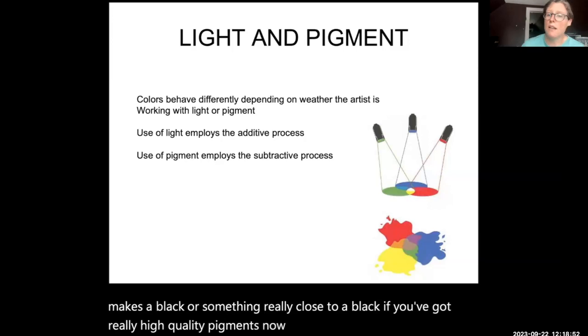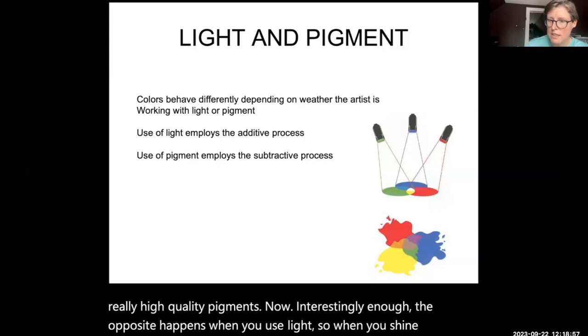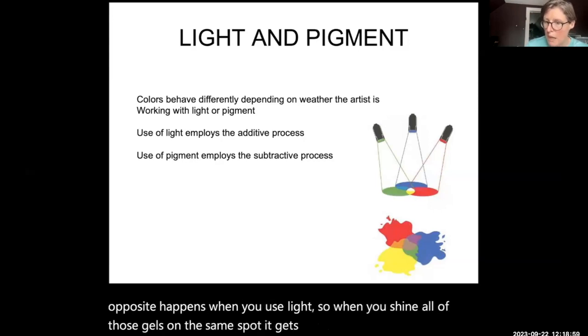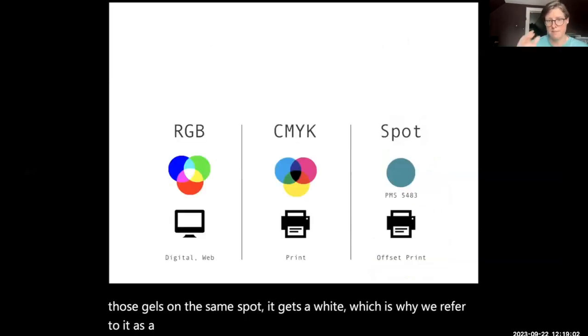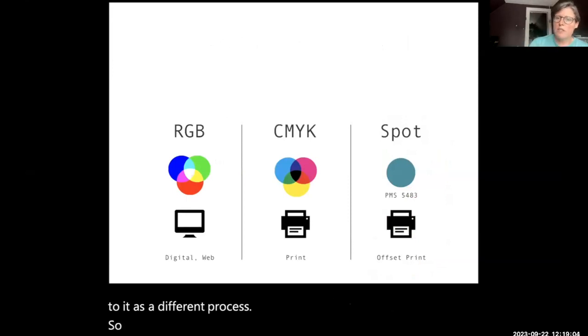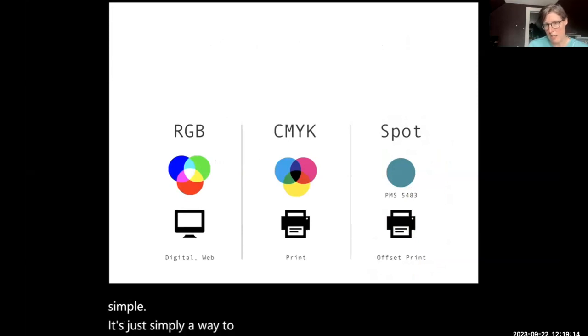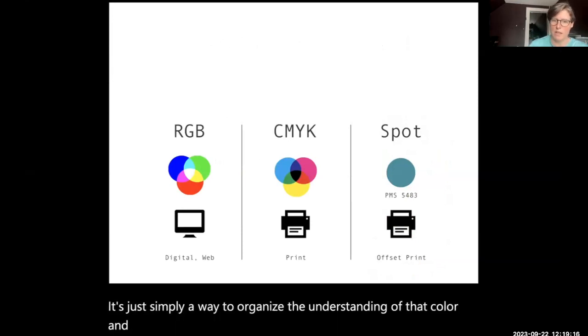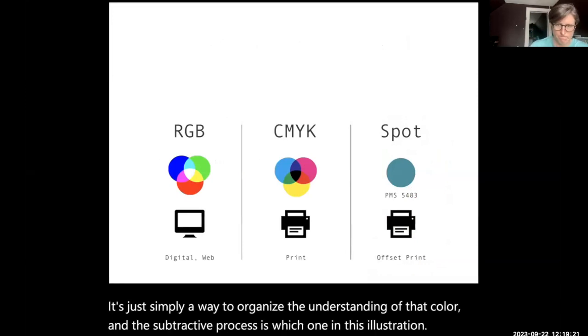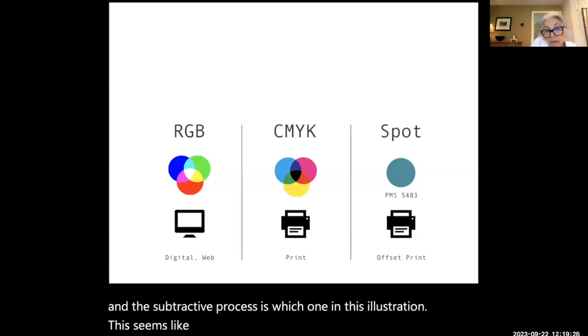Now, interestingly enough, the opposite happens when you use light. So when you shine all of those gels on the same spot, it gets a white, which is why we refer to it as a different process. So here's an illustration simply of RGB versus CMYK. It's just simply a way to organize the understanding of that color. And the subtractive process is which one in this illustration? The CMYK, the print. Yeah.